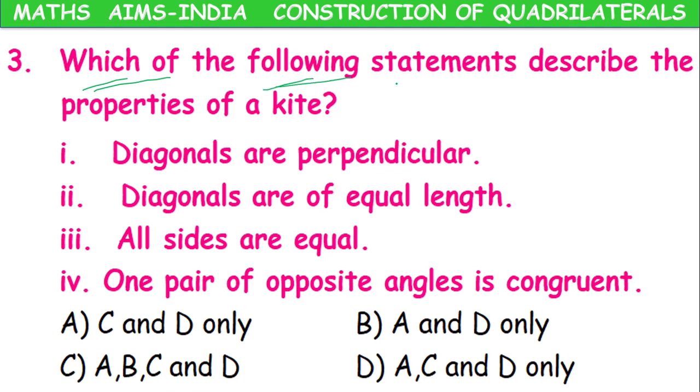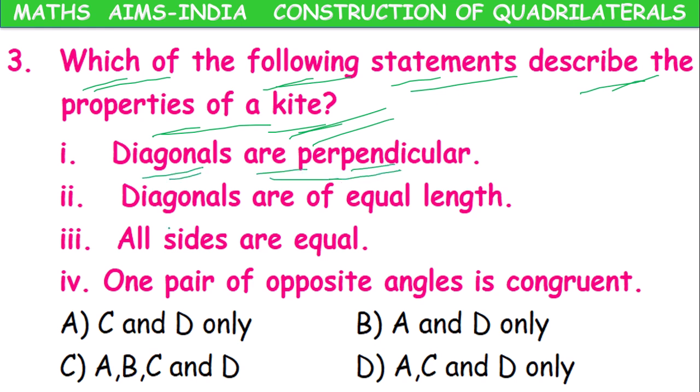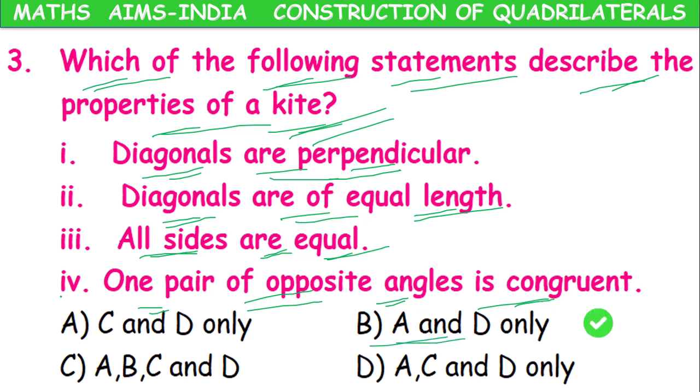Next, which of the following statements describe the properties of a kite? Diagonals are perpendicular. Diagonals are of equal length. All sides are equal. One pair of opposite angles is congruent. Which of the following is a property of a kite? And the correct answer is A and D, children.